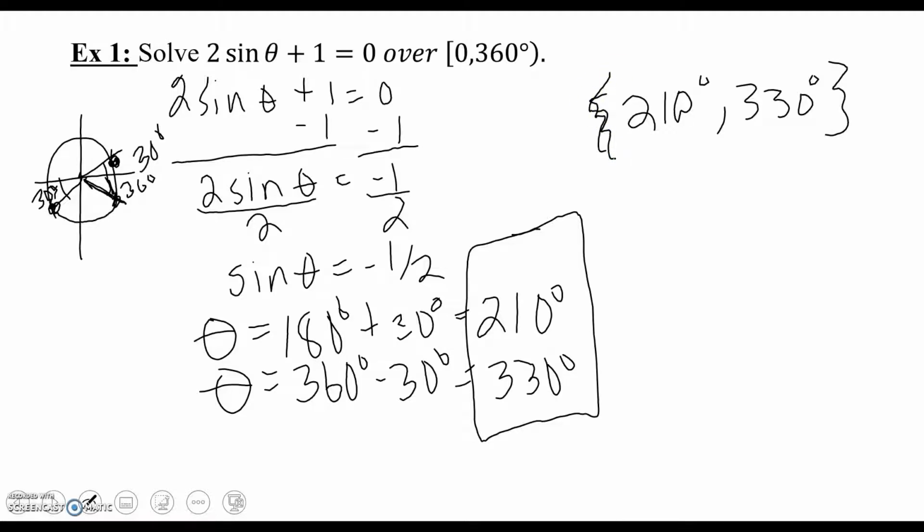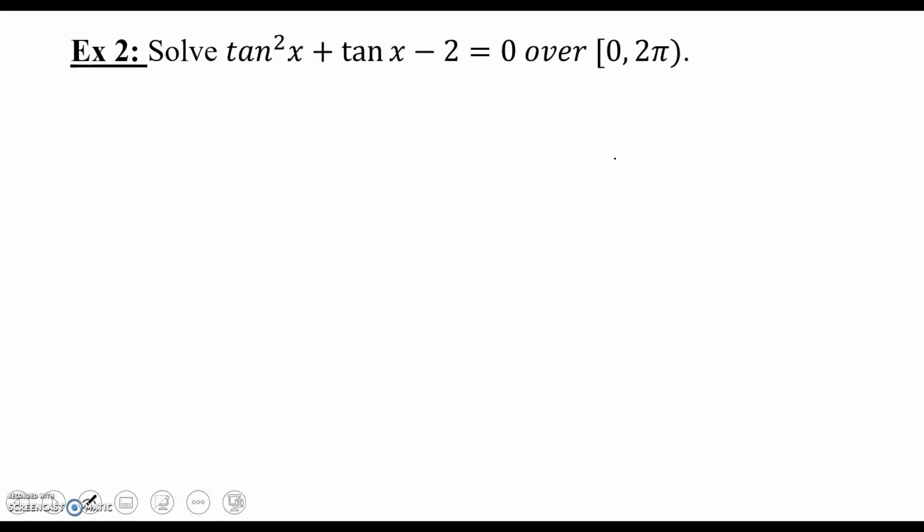So that is how you would solve a trigonometric equation that's linear in form, all right? Let's look at a different type of trigonometric equation. This one, we want to solve tangent squared x plus tangent x minus 2 equals 0 over 0 to 2 pi. So again, this lets us know we're only going to go around one rotation, but this time we're going to put our answer in radian mode.